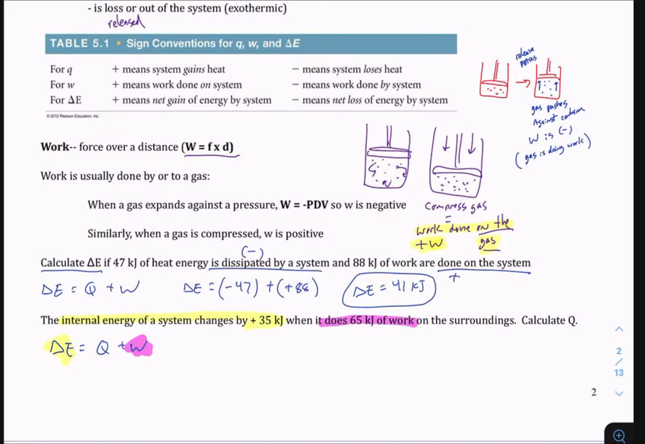So we want to find Q. They gave us the change of the internal energy. So we have 35 kilojoules is equal to Q plus whatever work is. It says that the system does 65 kilojoules of work. So what sign do I use? Yeah, the system is doing the work. To solve for Q, just solve algebraically. Add 65 to both sides. So 100 kilojoules is equal to Q. All right, are you okay with internal energy, heat, and work?